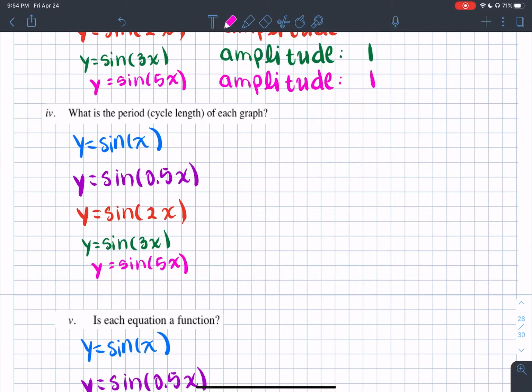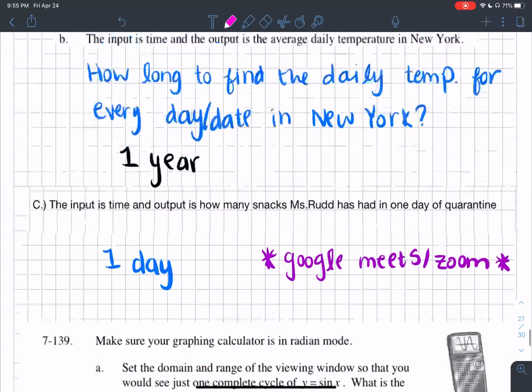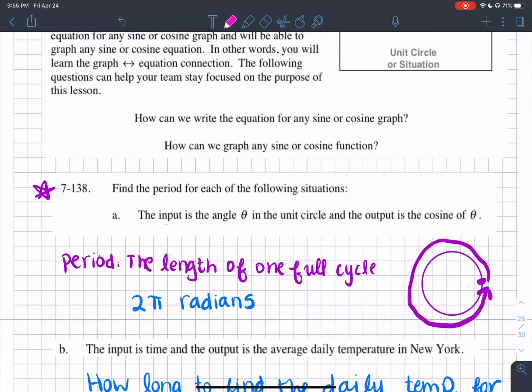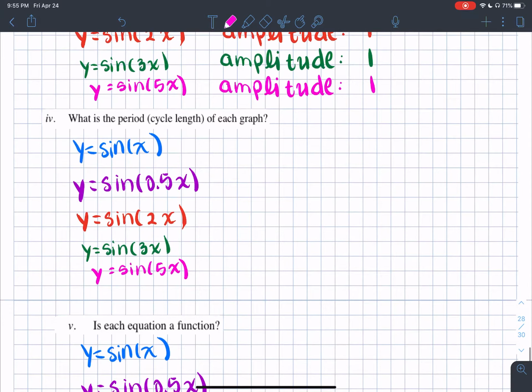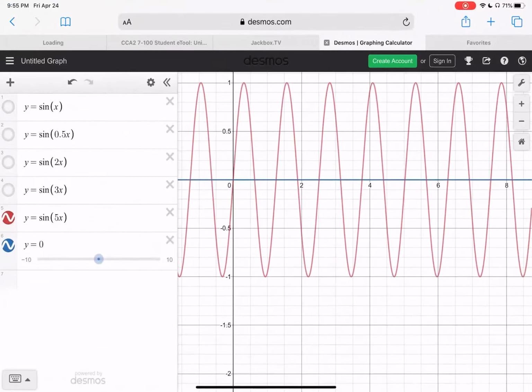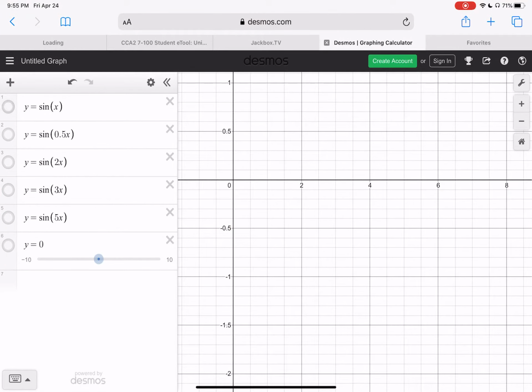So now, part IV is asking what is the period or the cycle length for each graph. So in problem 138 from last video, we talked about period, the length of one full cycle. So we're looking back at that. It's asking what the cycle length is for each one of these graphs. So if we look at the graph, how long does it take to complete one full cycle? Pause the video now to think about this and write down what you think the period or the cycle length would be for all of these graphs.